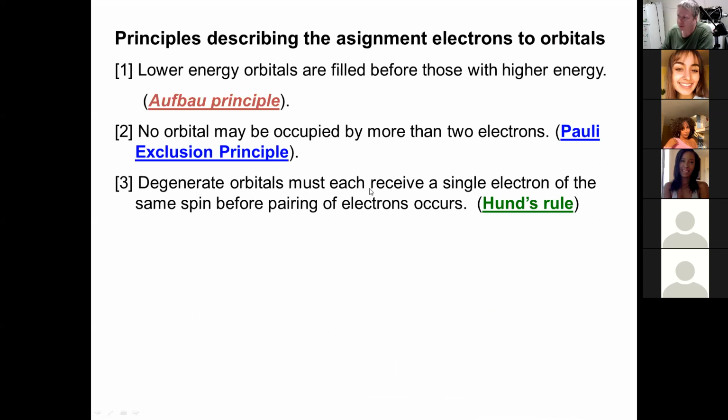Degenerate orbitals must receive a single electron of the same spin before receiving a pair of electrons. That's called Hund's rule. So it's the Aufbau principle, Pauli exclusion principle, and Hund's rule. These are kind of Gen Chem things. You don't really have to know these for this class even. We're not going to really test you on this or anything, but let's just see an example of it as we slowly move forward to using this in organic molecules, all right?